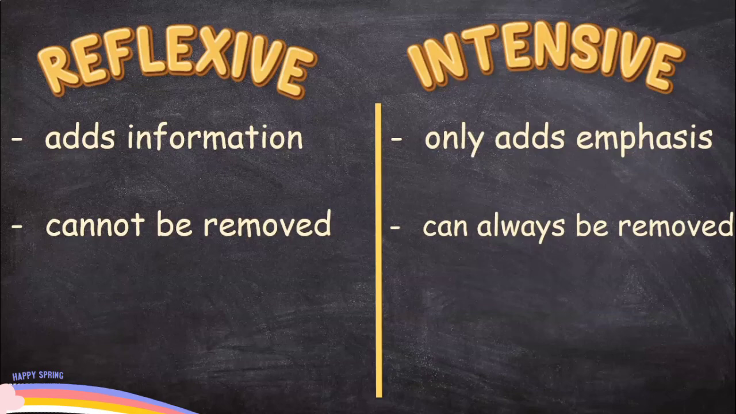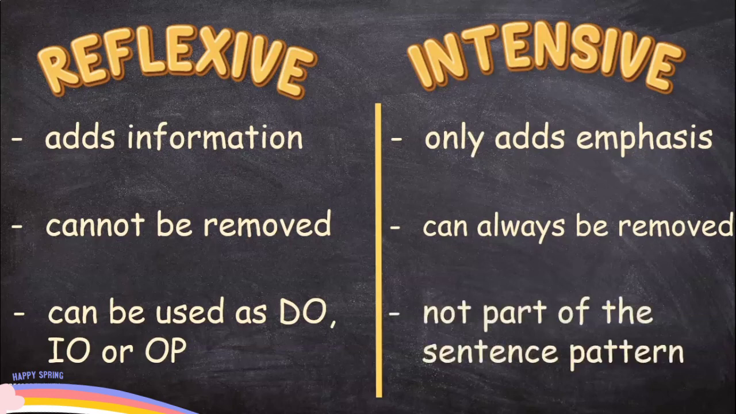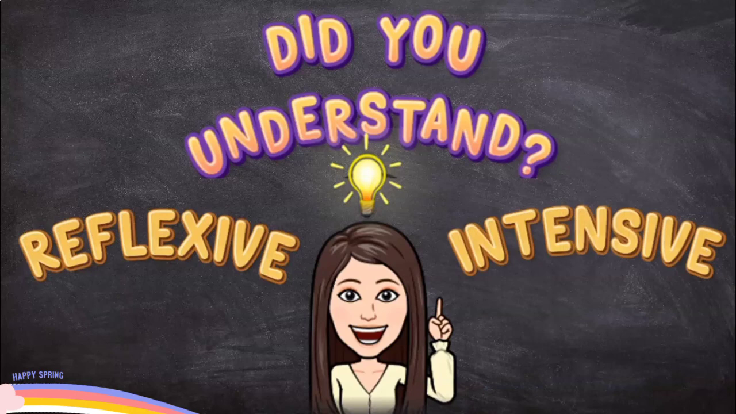Next is, a reflexive pronoun can be used in 3 ways. You can use it either as a direct object, indirect object, or an object of the preposition. Whereas an intensive pronoun is not part of the sentence pattern. It can always be removed. Okay? Alright, we're done discussing the concept of reflexive and intensive pronoun. I hope you have listened carefully, because if you do not know how to differentiate these two pronouns, it will really be very confusing. Okay?